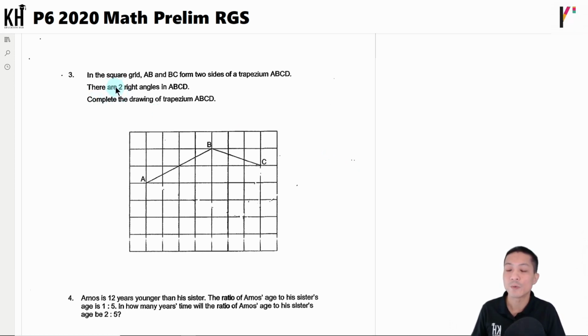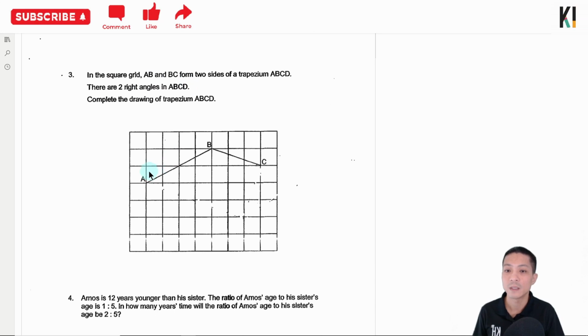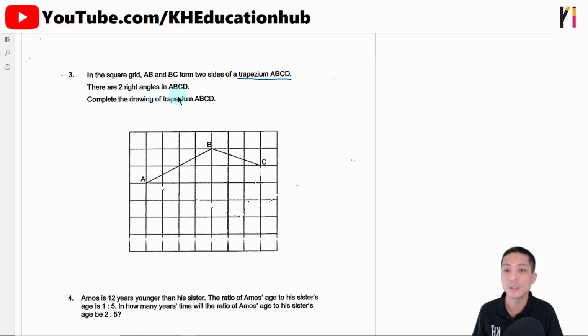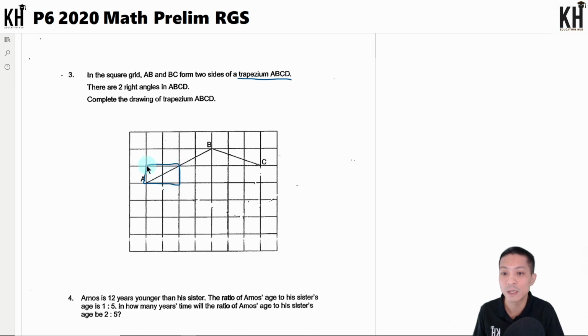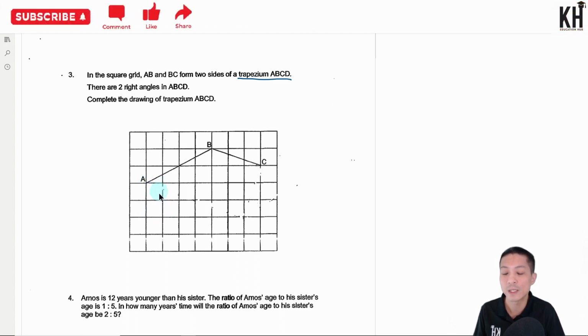Okay, question 3. The square grid A, B, and BC form 2 sides of a trapezium ABCD. Okay, there are 2 right angles in ABCD. Complete the drawing of trapezium ABCD. So if there are 2 right angles, that means the right angle cannot be here, it must be here. So how we draw a 90 degrees, just look over here, the square over here, the line cuts through the diagonal of 2 squares, right? So look at these 2 squares and make sure your line cuts through the diagonal of these 2 squares.